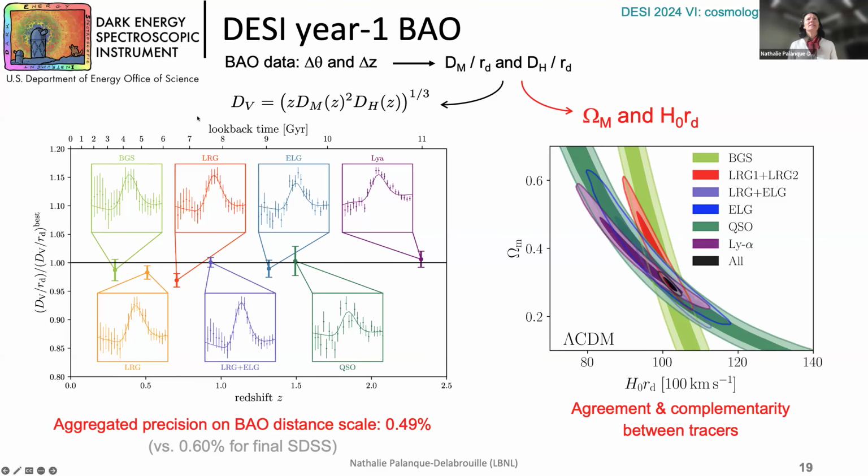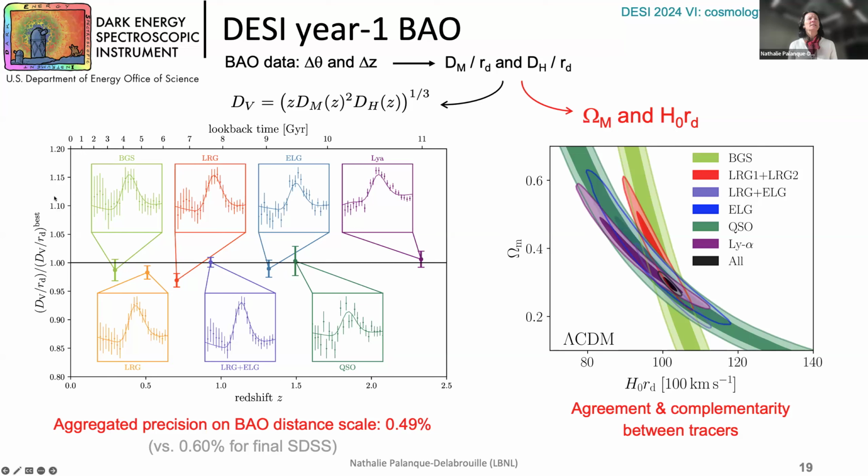So BAO, as I said, can measure 2 things. It measures an angle, or it can measure a redshift range. And these two parameters relate to the two distances, angular diameter distance and Hubble distance. So we can do two things with these distances. We can combine them as an isotropic distance so as to measure the isotropic characteristic scale of the BAO feature and plot it as shown here as a function of redshift.